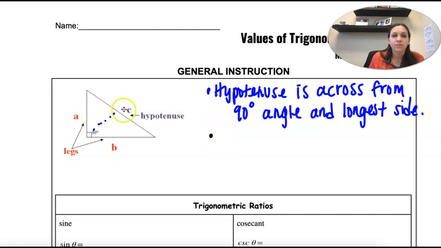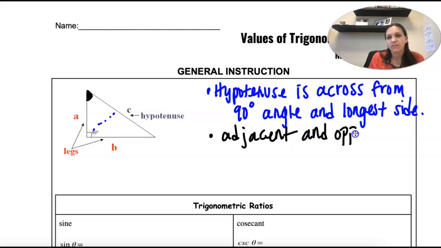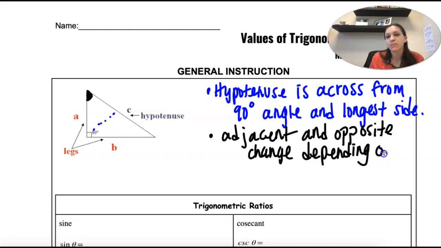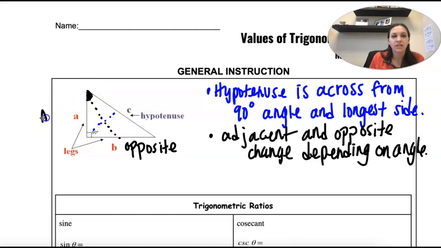Okay, so if we're looking at an angle of reference, then the adjacent side and the opposite side change depending on the angle. So let's say this is an angle of reference. Across from the angle of reference is the opposite. And then the remaining side is the adjacent. And adjacent, that word means next to. So it's next to the angle.